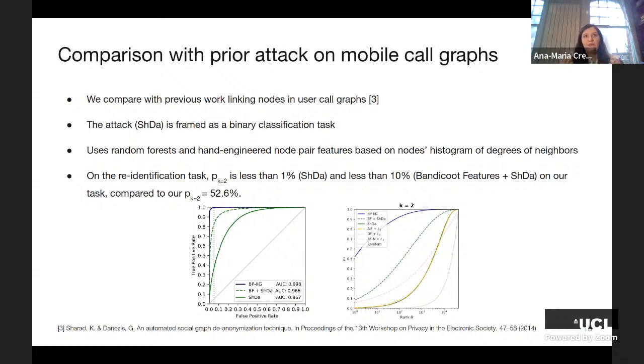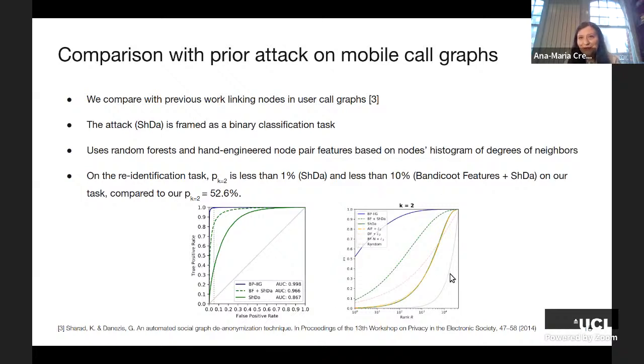What we did is, our evaluation scenario is re-identification. So we try to identify a person among n. And this method used random forest and hand-engineered node pair features to perform the binary classification task. The features used are based on the histogram of degrees of a user's neighbors. And we can see that our method outperforms this baseline both on the binary classification task as well as on the rank R, like our re-identification task.